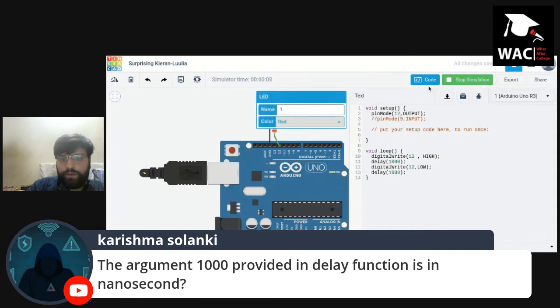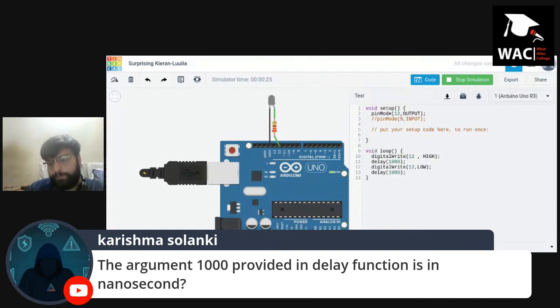Let me change the color of the LED so that it's visible to you guys. I guess white will be more visible. Okay, is it visible?